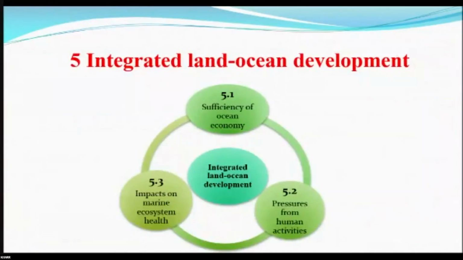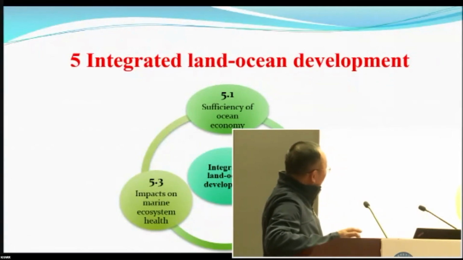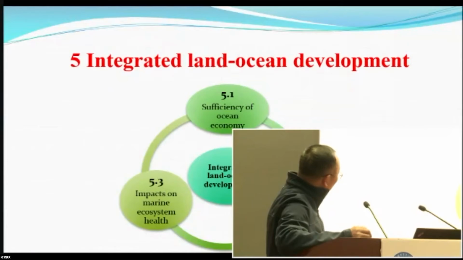The fifth one, so integrated land-ocean development. We look at how much the pressure from human activities on the marine and coastal systems, and how the efficiency of the ocean economy. We have to rely on the marine resources for some of the food. But in China, of course, we still rely mostly on the so-called staple food like corn, rice, and wheat. But seafood is also increasing now. So how can we have more food from fish, from the oceans?